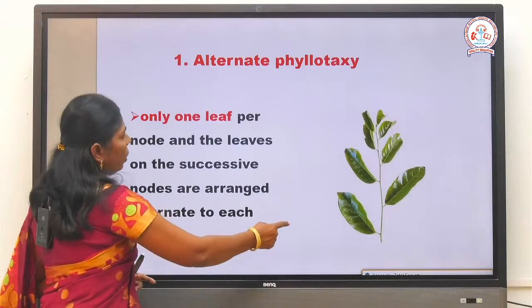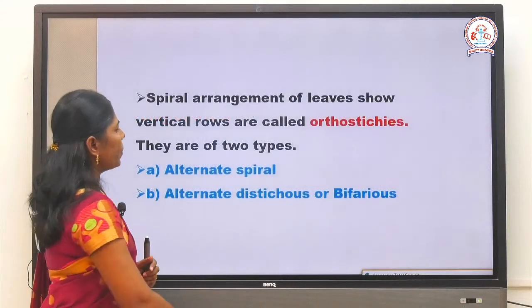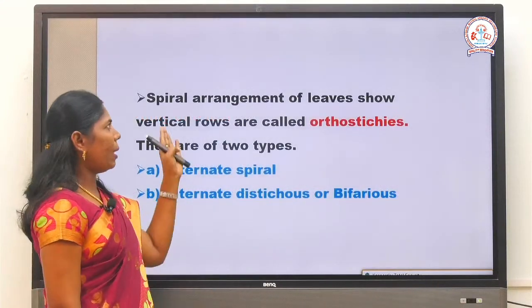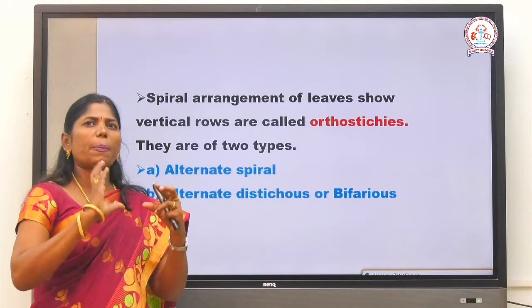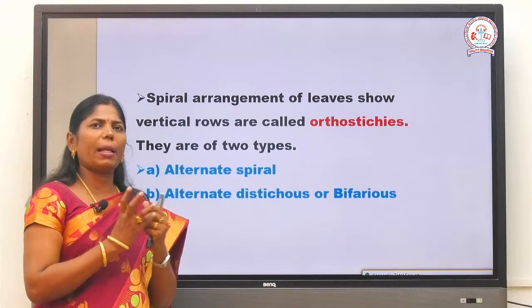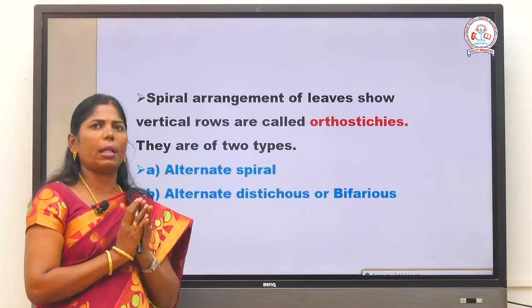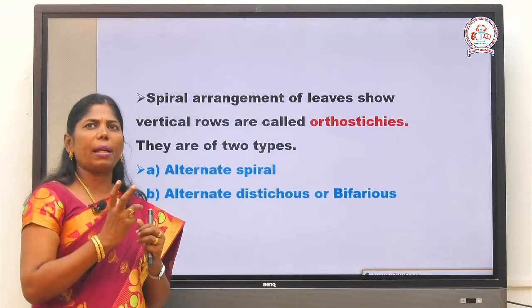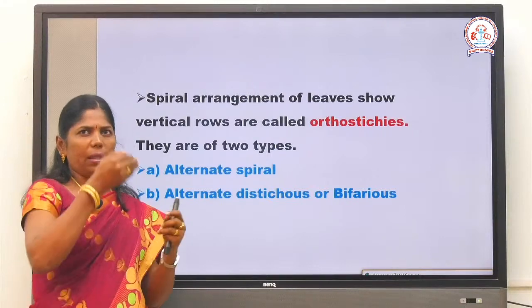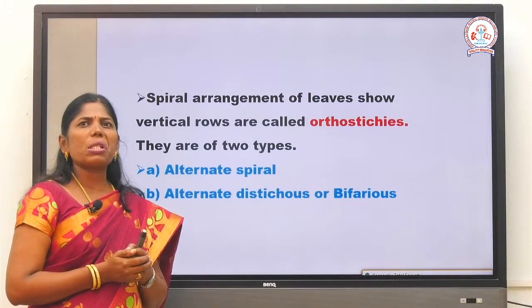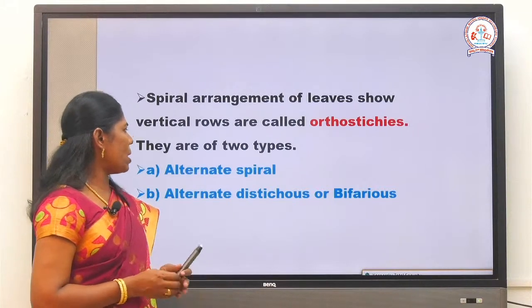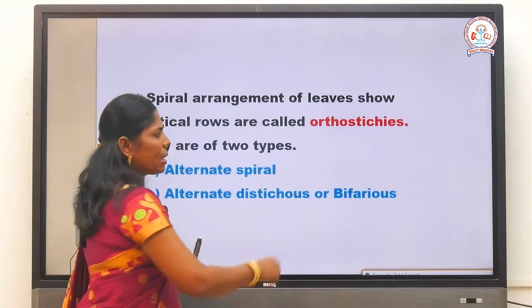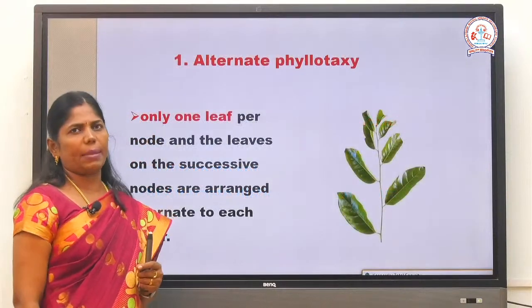So alternate phyllotaxy is again divided into two. Sometimes the leaves are tightly arranged and look like a spiral arrangement. It is not actually spirally arranged, it is alternate, but it looks like a spiral arrangement, with the leaves in vertical rows, the orthostichies. There are two types: alternate spiral, and alternate distichous, otherwise called bifarious.